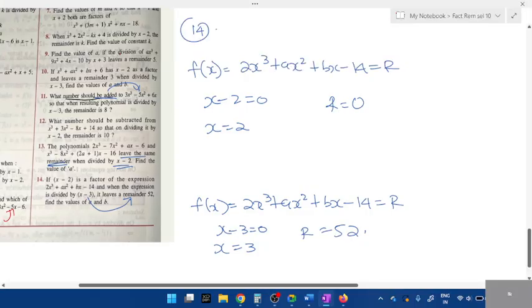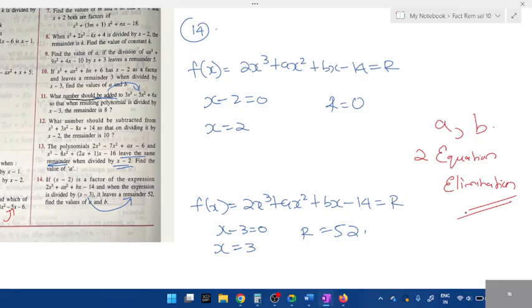Stop writing, don't write when I'm teaching. How many variables are there? Alphabet, apart from x, a and b. If there are two variables, how many equations will you get? Two equations. Then which method do you have to solve? Elimination method. Make a note of this. That's it. First exercise is done.